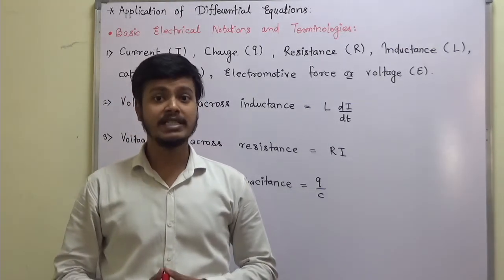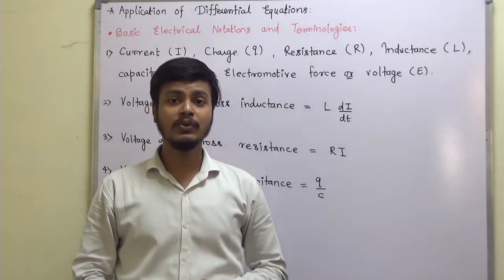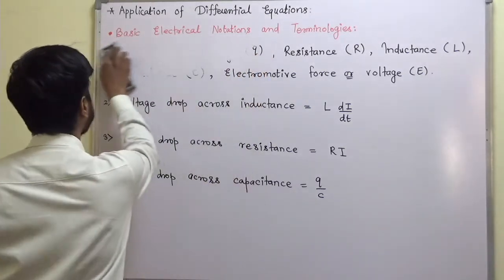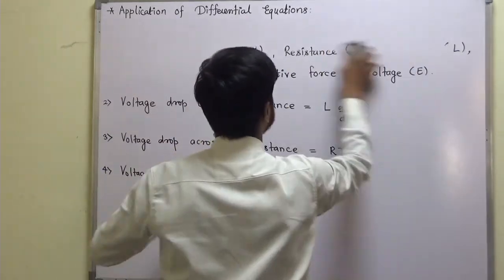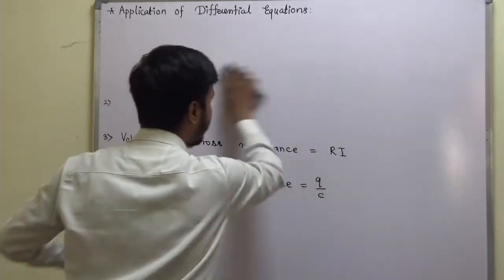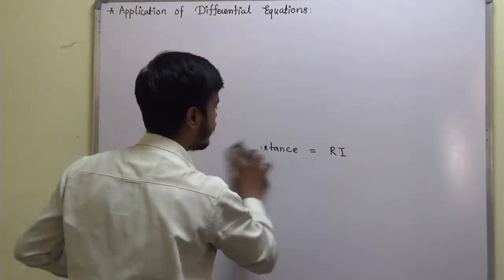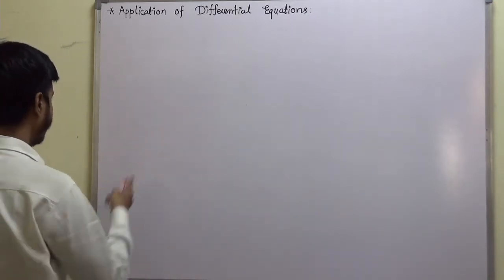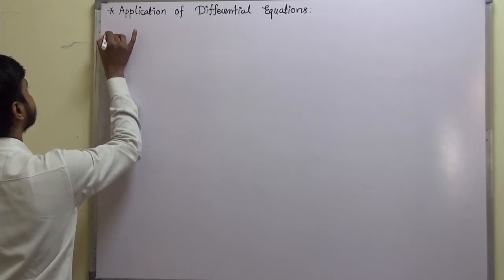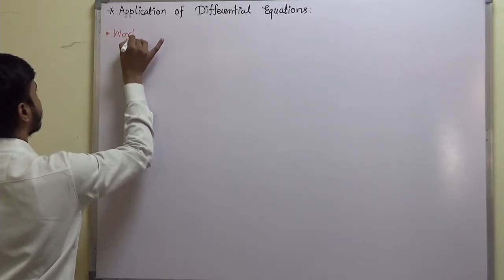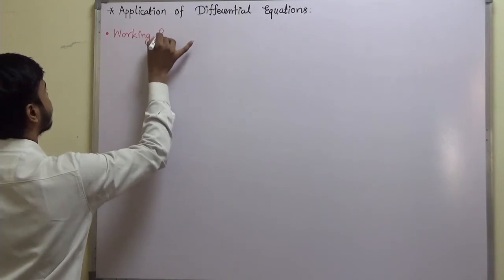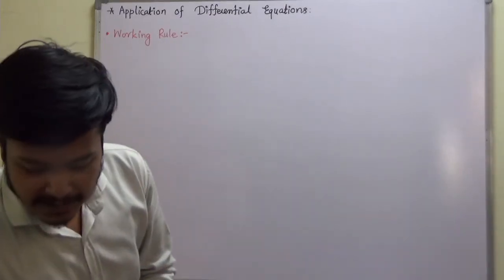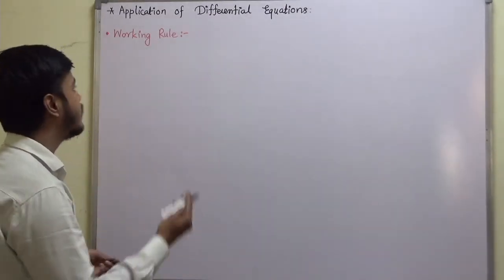So it's time for you to know the steps in the working rule. Let us see the working rule and then we'll solve the problems on this in the very next learning video. Working rule. So the very first step in the working rule says you have to write down the given equation.